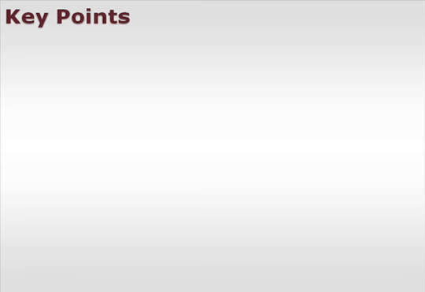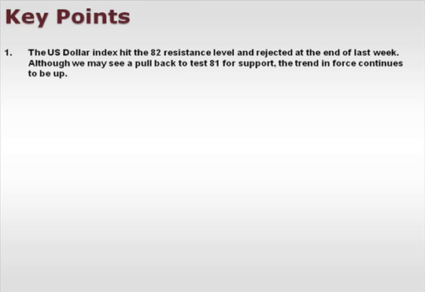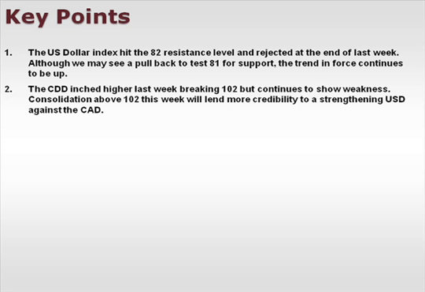Let's take a look at a few of our key points. First of all, the US dollar index hit the 82 resistance level and rejected at the end of last week. Although we may see a pullback to test 81 for support, the trend in force continues to be up. The CDD inched higher last week, breaking 102, but continues to show weakness. Consolidation above 102 this week will lend more credibility to a strengthening US dollar against the Canadian dollar.